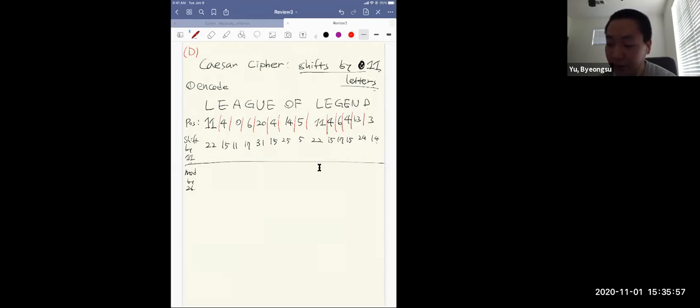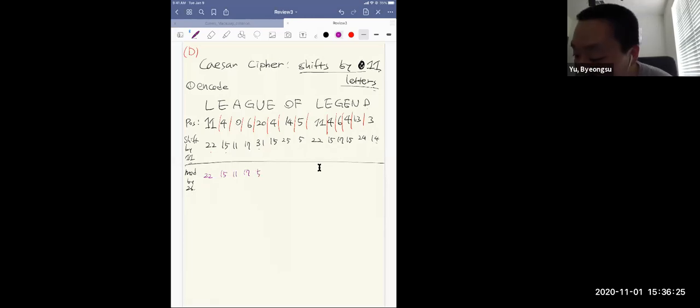So, 22 is less than 26, so you don't need to do anything, right? Okay, I write it down, 22. And 15 is less than 26, so it is the same. 11 is less than 26, same. 17 is same, but in case of 31, it is greater than 26, it is actually 5.